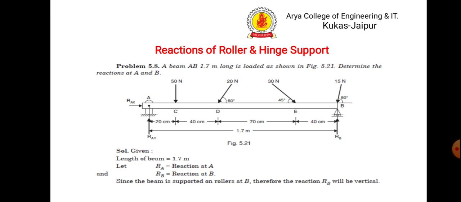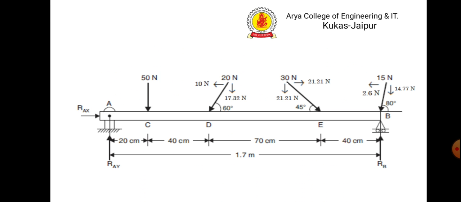Let RA and RB be the reactions at A and B. Now first we will draw the free body diagram. In this, the force of 20 Newton is inclined at an angle of 60 degrees, so we will have to resolve this force into horizontal and vertical directions. Vertically downward will be 20 sine 60, which is 17.32 Newton, and horizontally leftward it is 20 cos 60, that is 10 Newton.